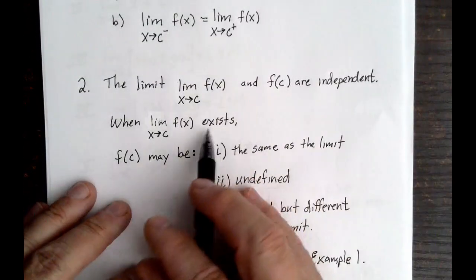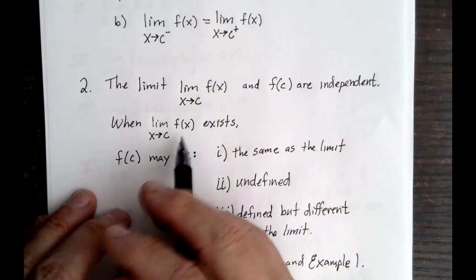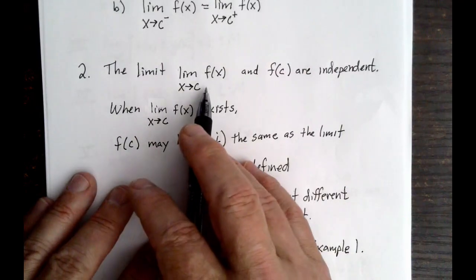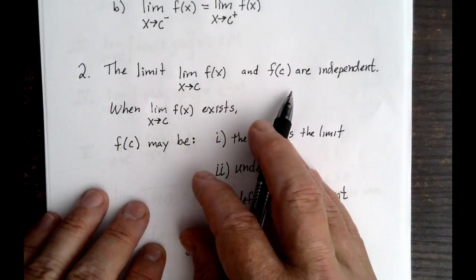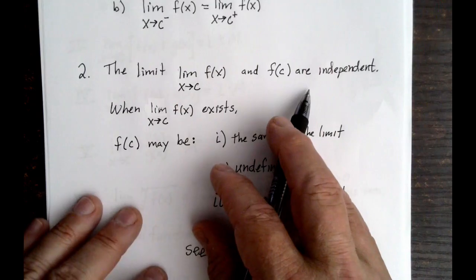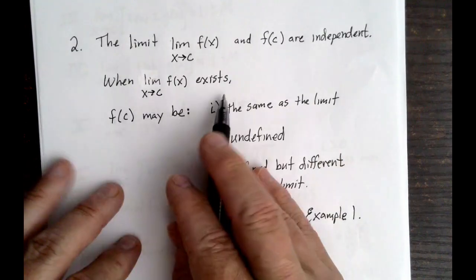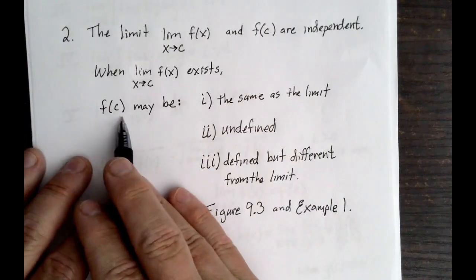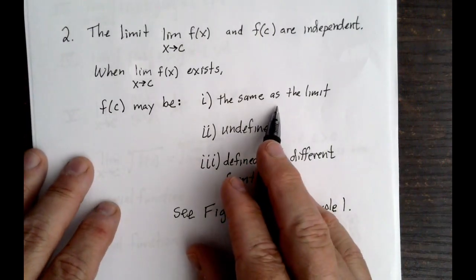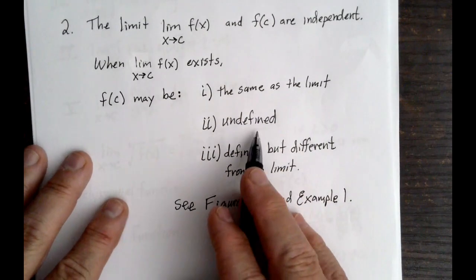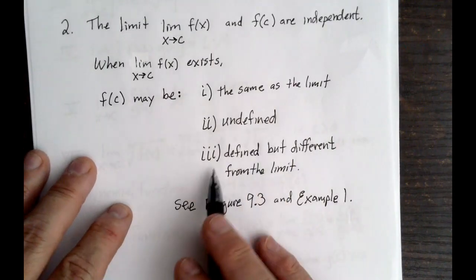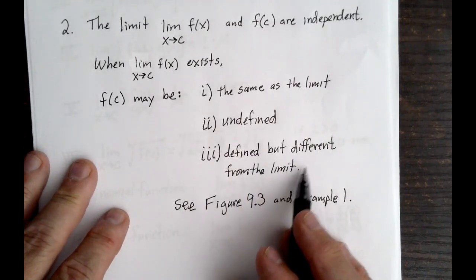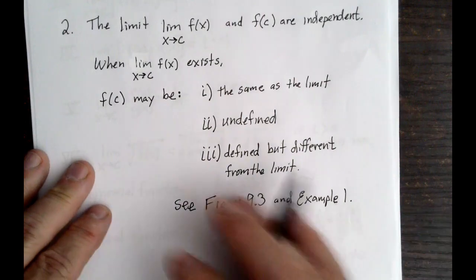Now this is the other idea I was talking about earlier. The limit itself and f of c at that point are independent. When the limit does exist, the function at that point can equal the same number as the limit, or it can be completely undefined at that point, or it can be defined but a different value from that limit. And that's what we saw in the earlier question.